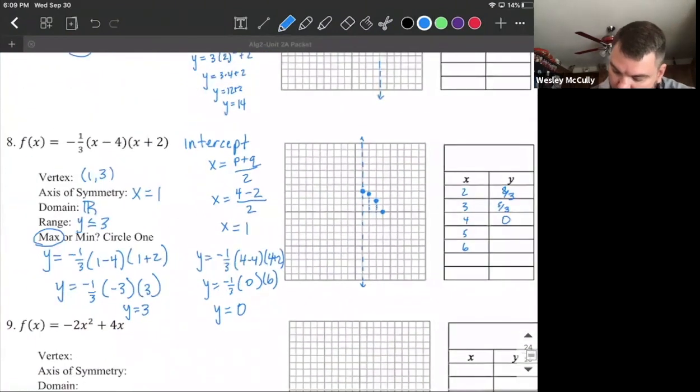Okay, I can do more and more points because this graph is super wide, so it allows me to put more points on here.